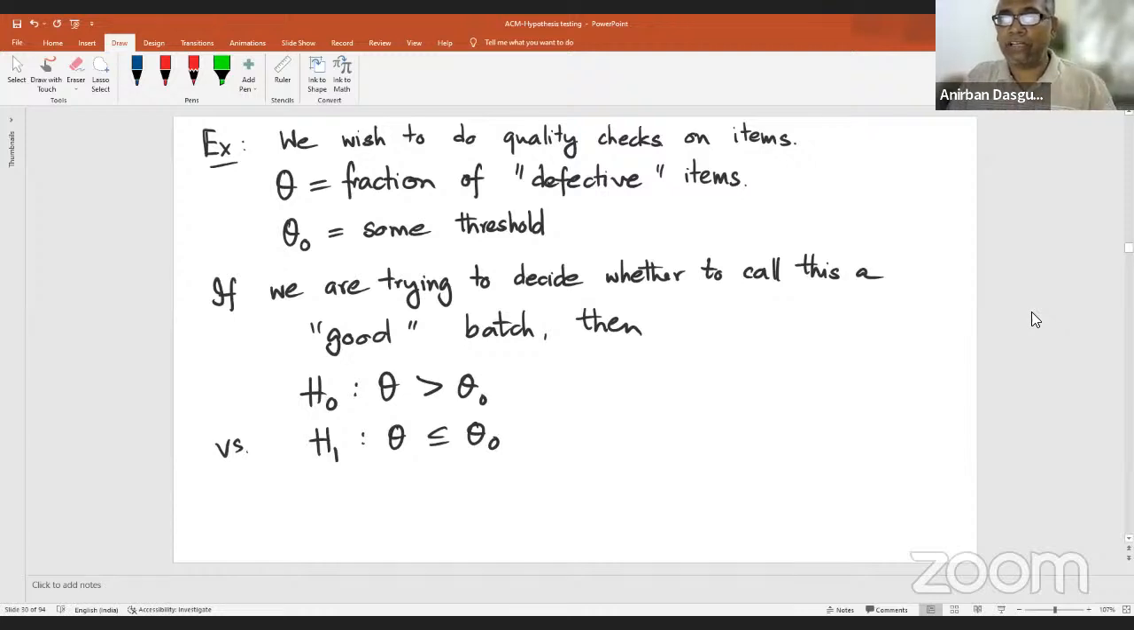And we saw this: suppose we wanted to do quality checks on items, and so theta is the fraction of defective items in the entire batch that we had. I think we had Anant making pencils in his factory, and theta 0 is some threshold.